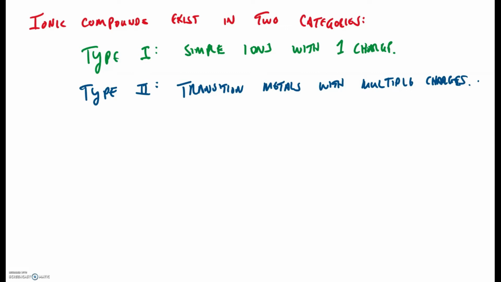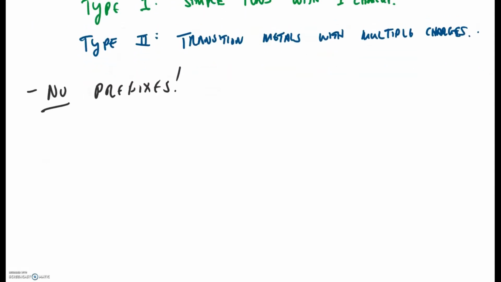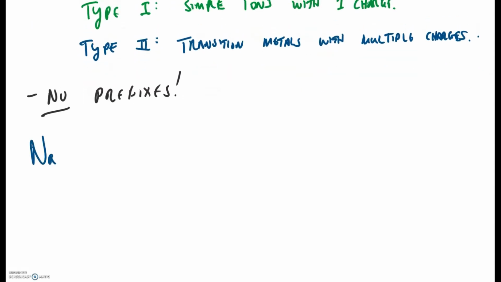So let's take these type 1 stuff first, and let's do our simplest. First off, with ionic compounds, there are no prefixes. So ignore that mono, di, tri stuff that we were using for molecular compounds. So a simple ionic compound that is a type 1 is something called sodium chloride.